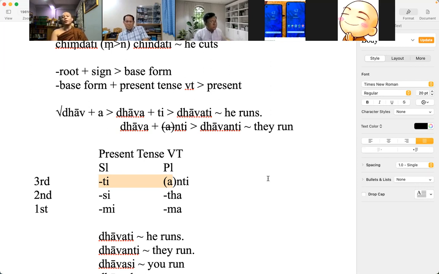And also, even though we remember these ti and anti, si, tha, mi, ma, just remembering is not enough. If we see ti, automatically we need to understand present tense, third person, singular. Only if we understand in this way can we understand the meaning of the whole verb. Dawati means he runs.